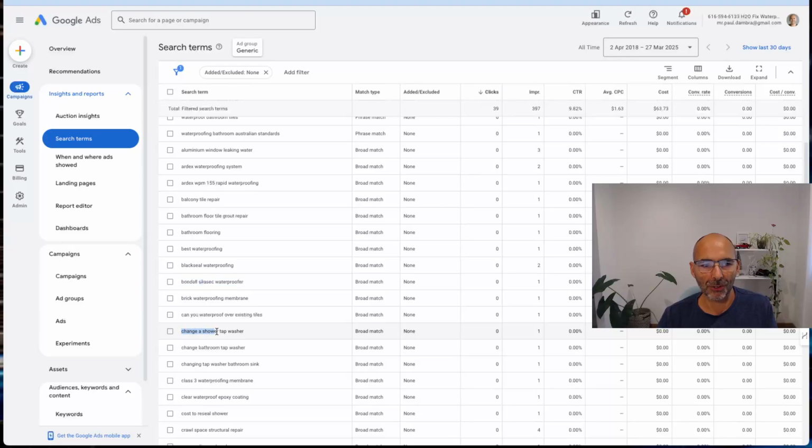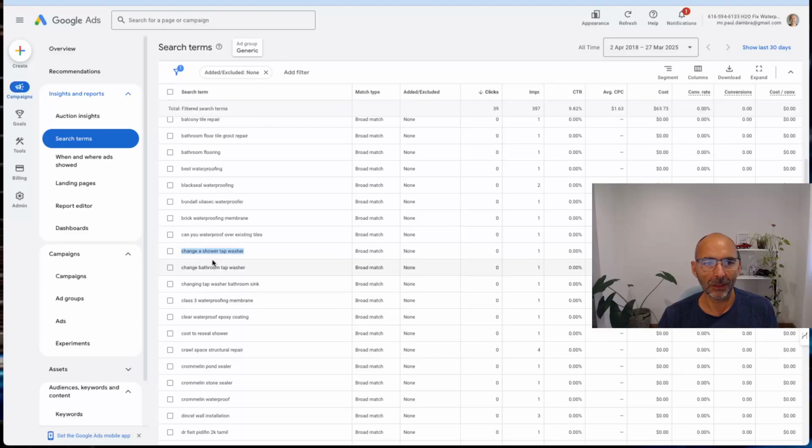Here we've got change a shower tap washer. Now the reason this has shown up is because maybe leaking shower or maybe shower leak or something like that was put in one of the broad search terms. The challenge with this is obviously this service doesn't do that. A plumber does. And this becomes one of the nuances with why or when Google will show ads to certain people.